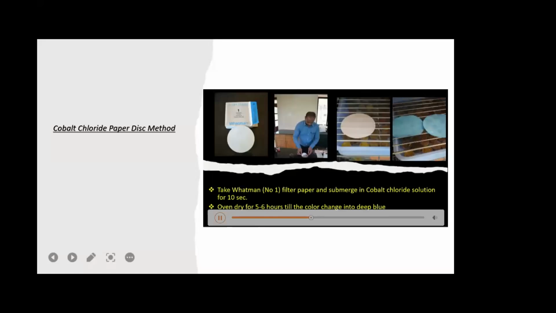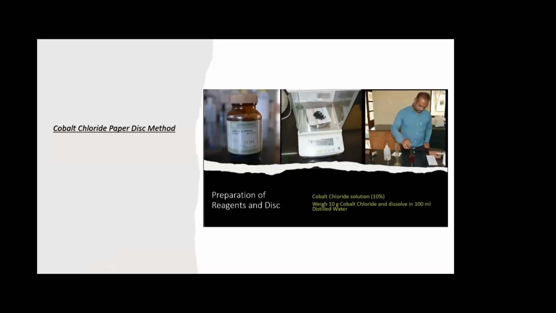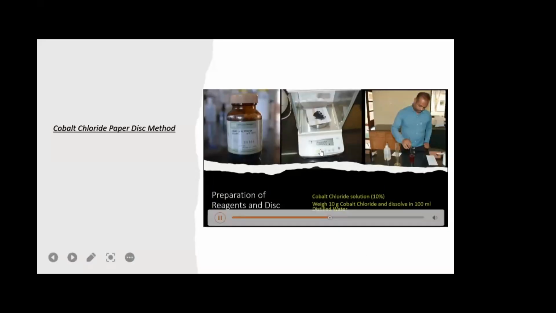We have prepared the solutions here and we have dried it. Earlier it is pink and after drying it has become a blue color. So these are the solutions: cobalt chloride, 10 grams we have taken and dissolved in 100 ml of distilled water.